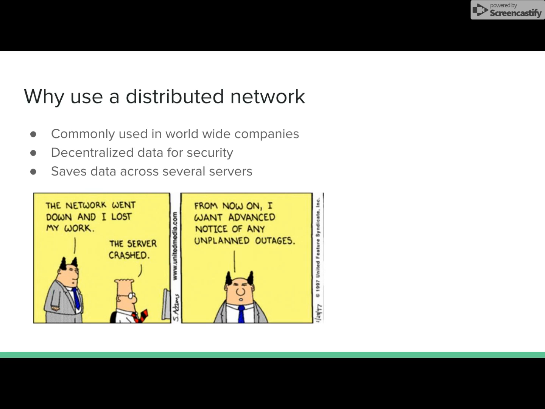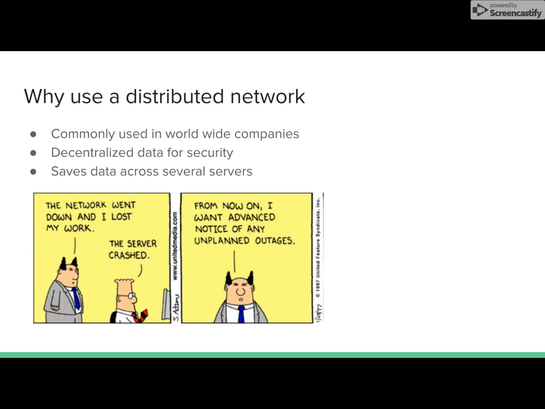So why use a distributed network? They're commonly used in worldwide companies. So you could have a server in the US, you could have one in Japan, and they're all on their different servers. It decentralizes data for security. So if someone who wanted to steal your data got into one side of the network, they couldn't get all the data from the other side of the network. And it saves data across several servers.